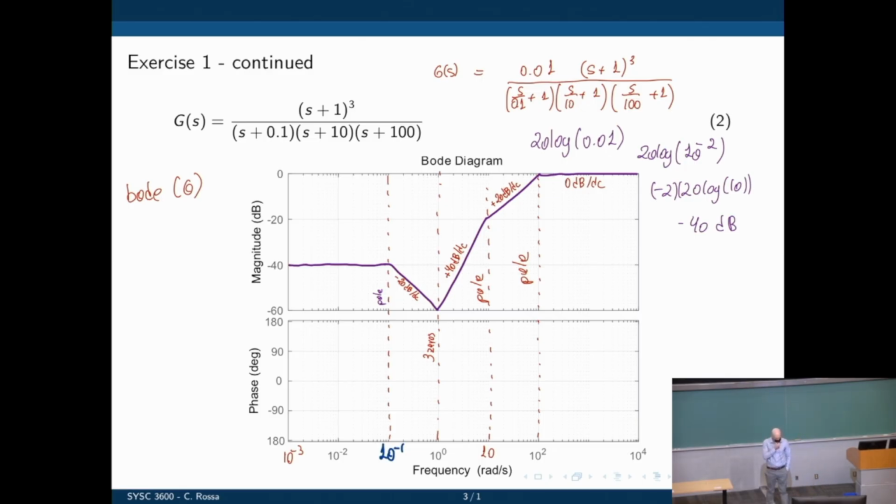Okay. Are we good? Any questions? Yeah. Yes. So when we are at 10 radians per second, the slope becomes plus 20 dB per decade. Are we good there? Yeah.